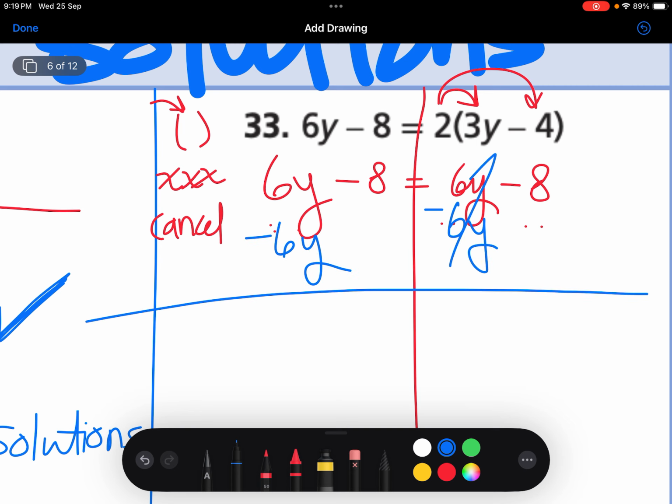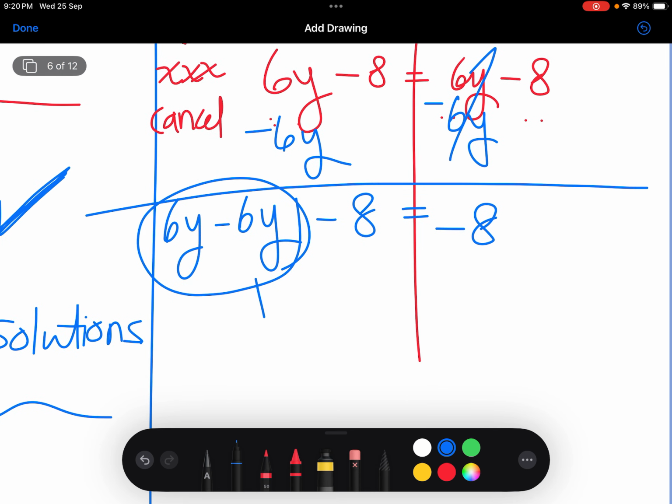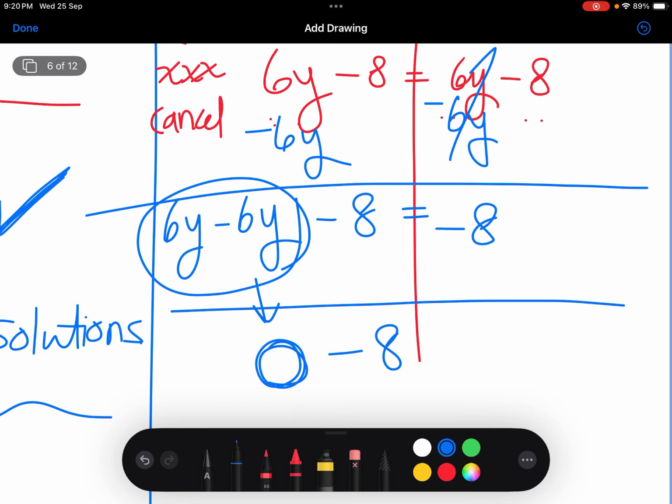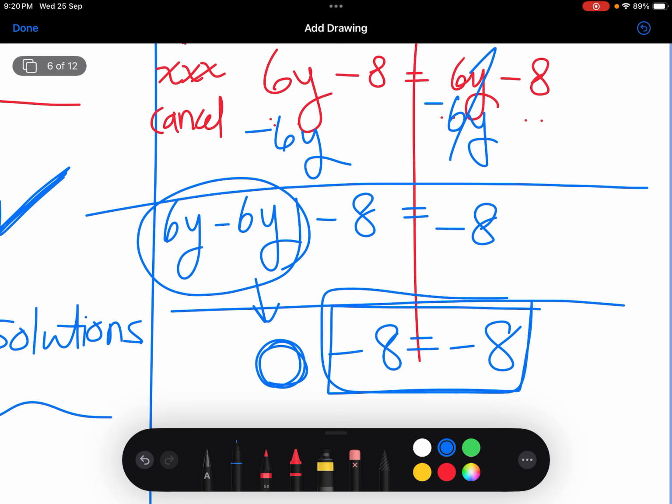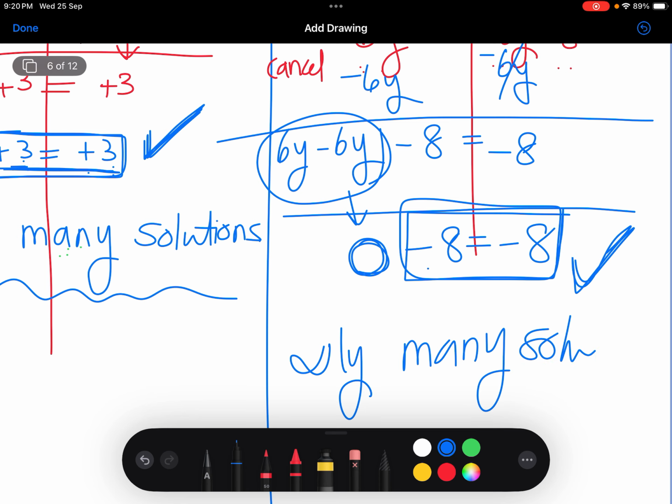Cancelled. Now what do I have? I have negative 8 equals 6y minus 6y minus 8. These two together, 6y minus 6y is 0. What do I have left? Negative 8 equals negative 8. Is this true? Yes, it's true. Negative 8 is equal to negative 8. Since it's true, my answer is infinitely many solutions. You have to write it, by the way.